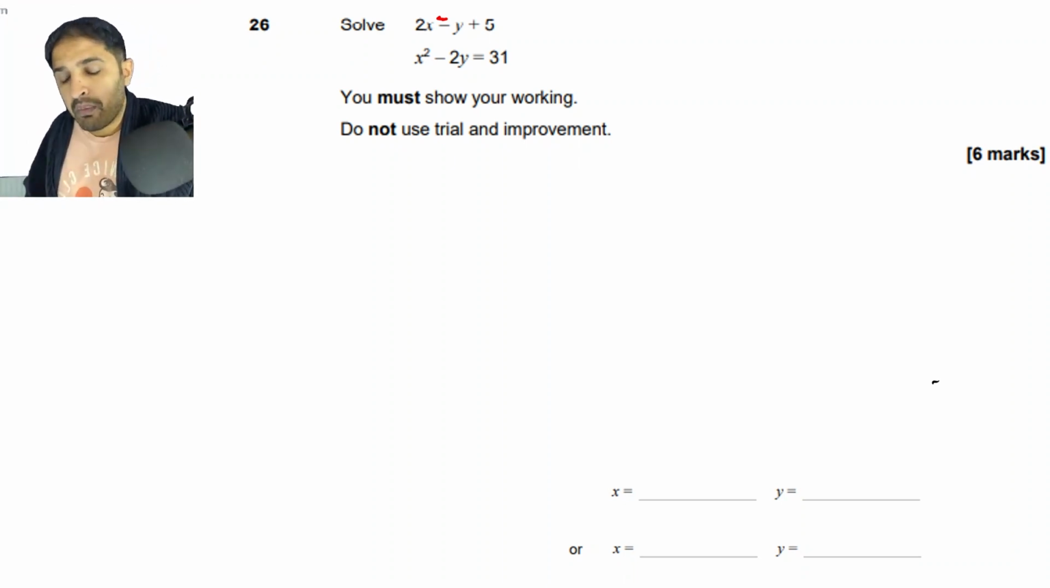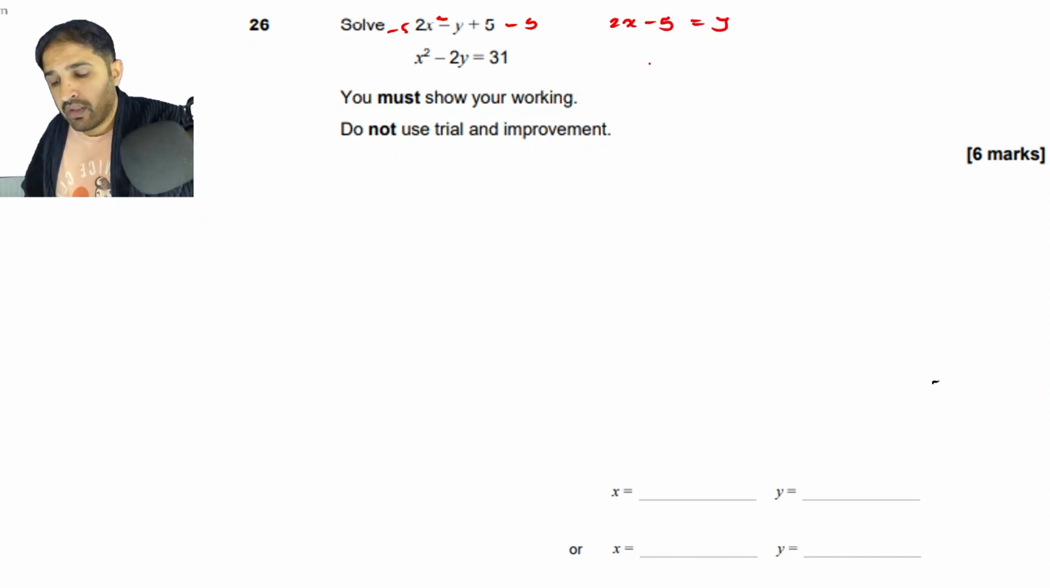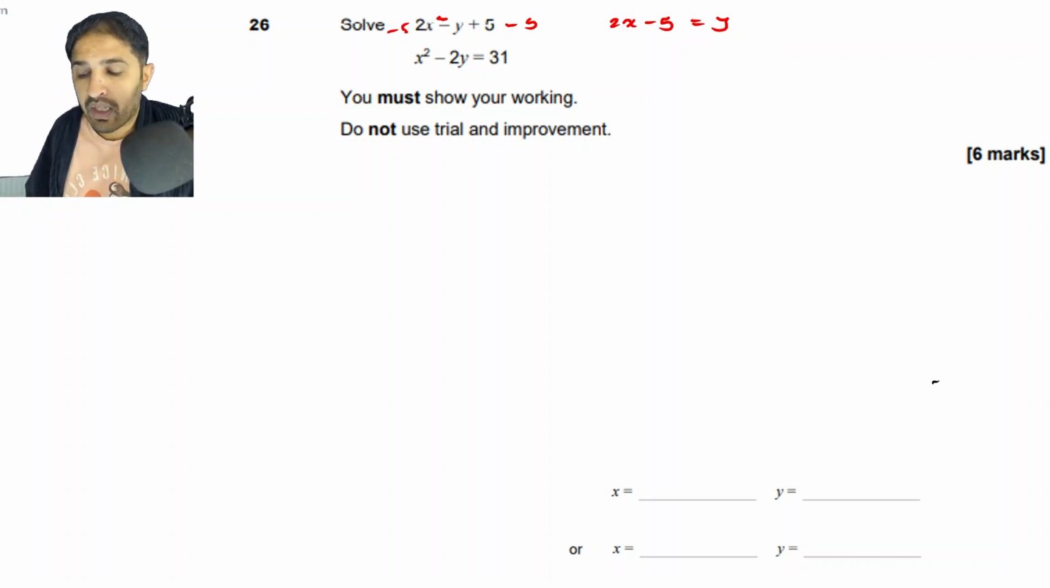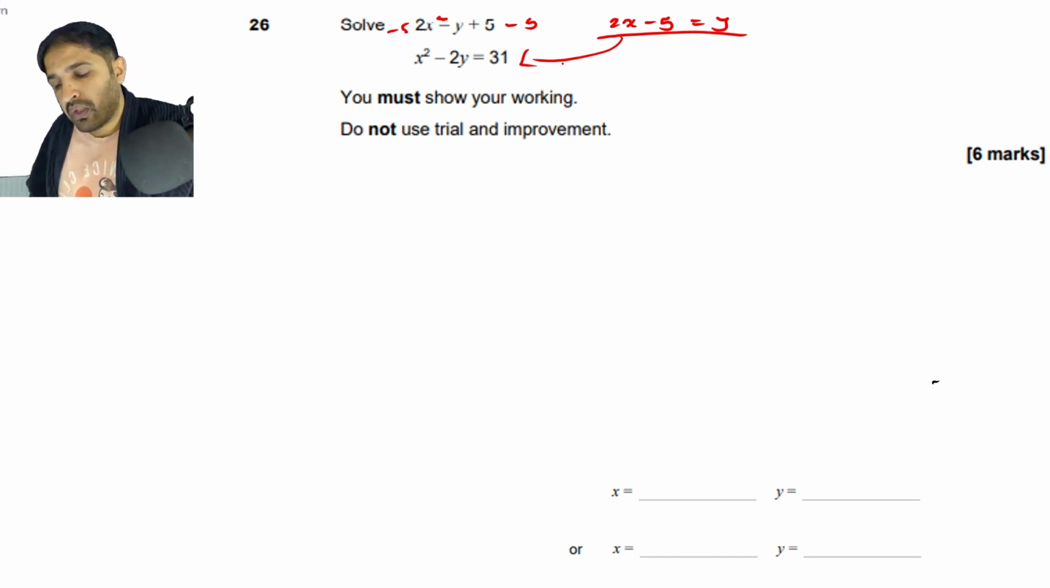If you make y equal to something, it's a lot easier, because if I take away 5 from both sides, we get 2x minus 5, which is equal to y. So it's a lot easier to work with 2x minus 5 equal to y, compared to x is equal to y plus 5 divided by 2. Once you get the y value, you substitute it in here. Over there, what we got is x squared minus 2 times 2x minus 5, which is equal to 31.